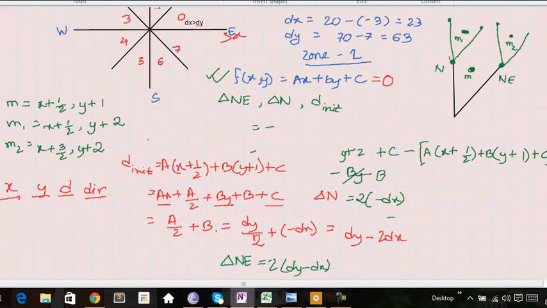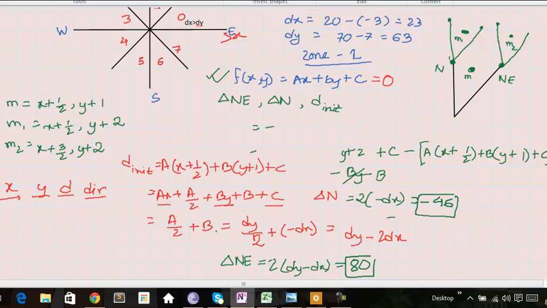When minus 3 comma 7 is given, we have to find del ne first, which will never change in the midpoint line drawing algorithm. Because we already found dx and dy, dx is 23, so 23 into 2 gives minus 46 for del n, and del ne is 2 into 63 minus 23, so we get 80. These values stay constant and will be used for our calculation.